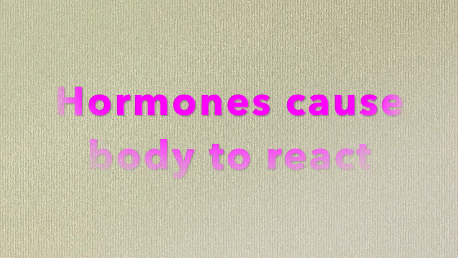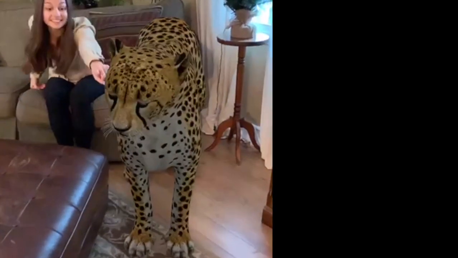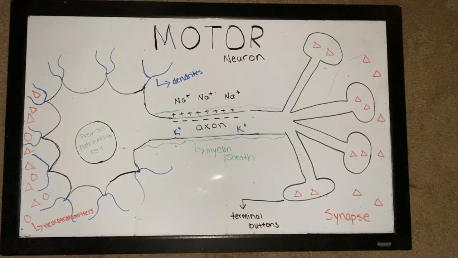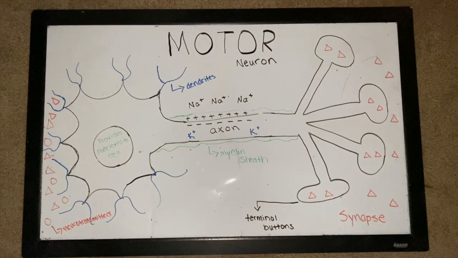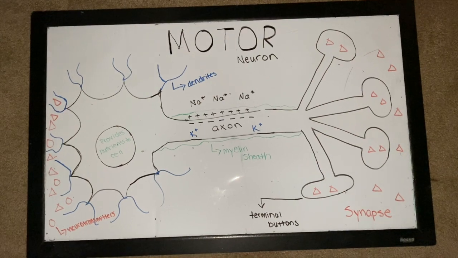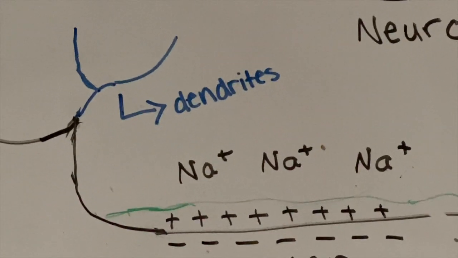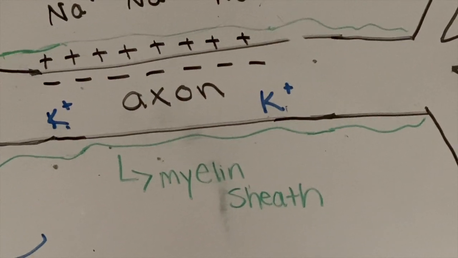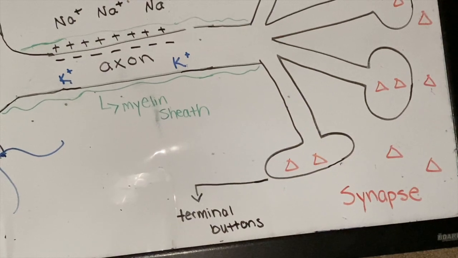But let's explore the nervous system even further. Let's say the cheetah attacks you and you have to fight back to protect yourself. We are going to explore the motor neuron, which is responsible for your body movements, helping you to fight the cheetah. The motor neuron is made up of three main parts: dendrites, which receive communication from other neurons; axon, the cell body, which protects it and gives it nutrients; and terminal buttons, which hold the neurotransmitters and release them.